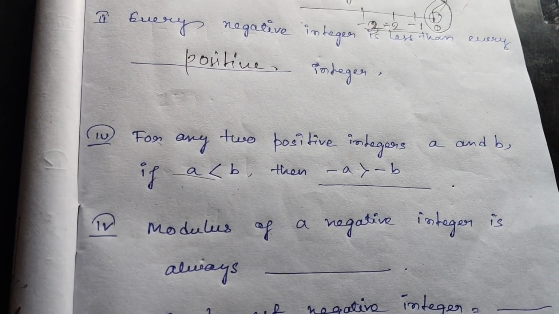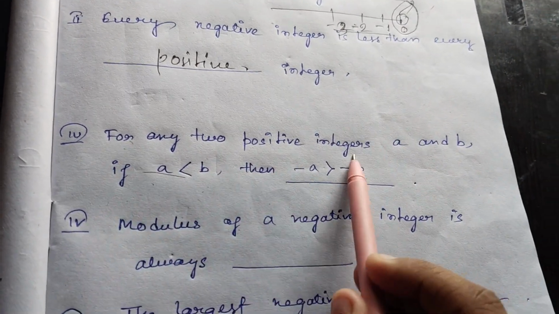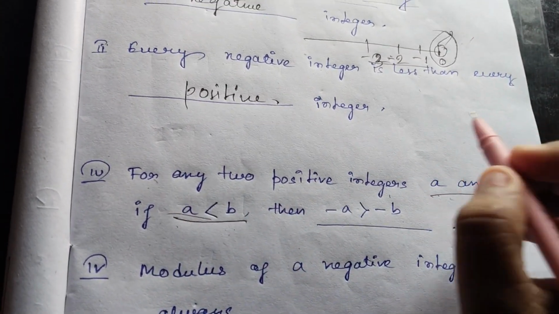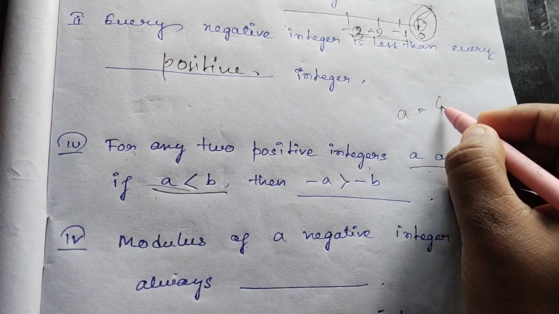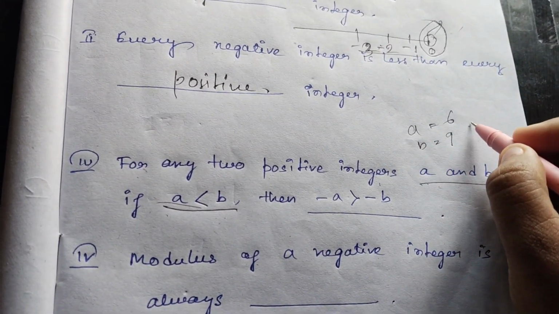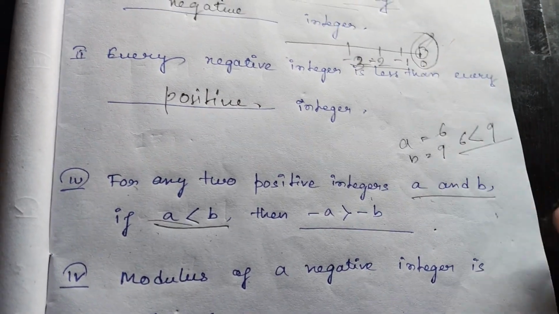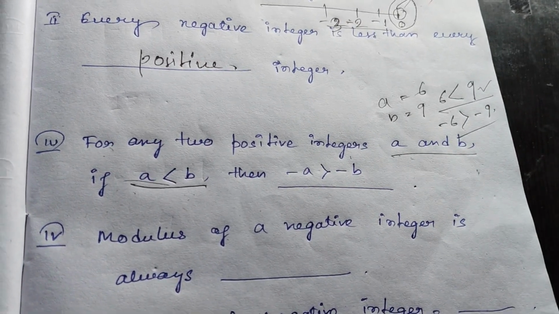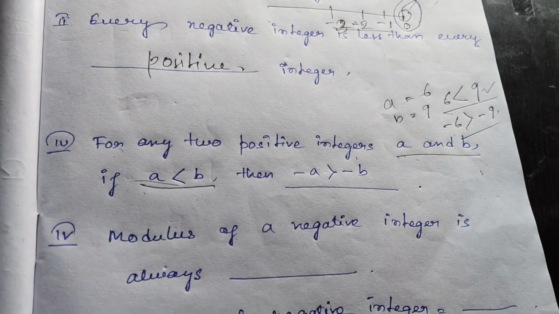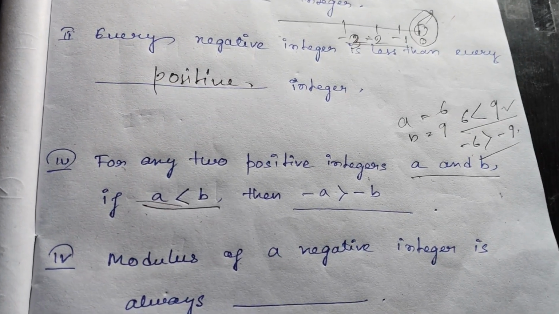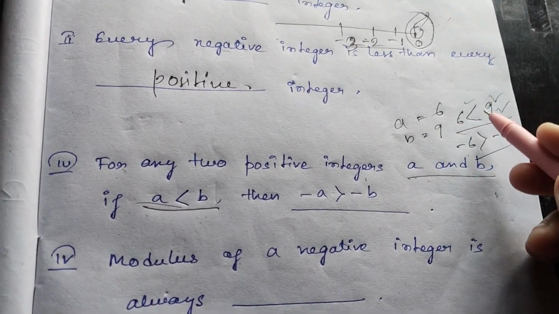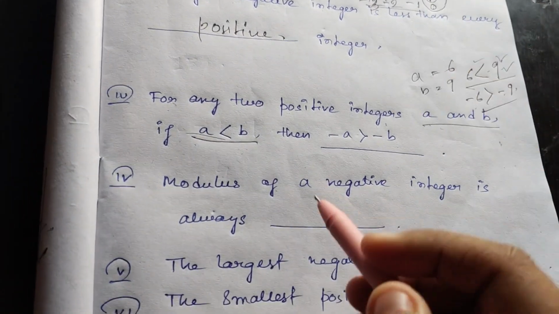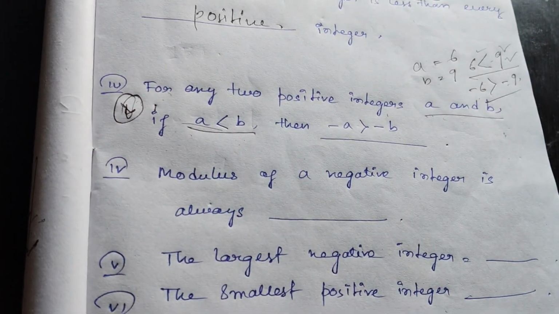Next question, I already solved this. For any two positive integers a and b, if a is less than b, I am taking an example: let a equal 6 and b equal 9. 6 is less than 9 in positive integers, but in negative integers minus 6 is greater than minus 9. We already talked about this: whichever is bigger in basics becomes the smaller one. So 9 is bigger than 6 in basics, and in negative integers minus 9 is smaller than minus 6. This is a very important question.